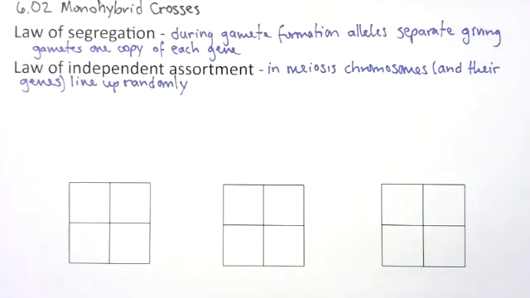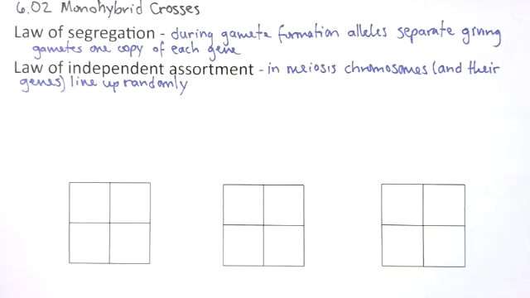We have a new one. We've got the law of segregation. And what that says is during gamete formation, the alleles separate, giving gametes one copy of each gene. So we did that in meiosis. We saw that. We didn't talk about this law necessarily. Usually save this for this chapter because it really does come into play when we start to do these guys.